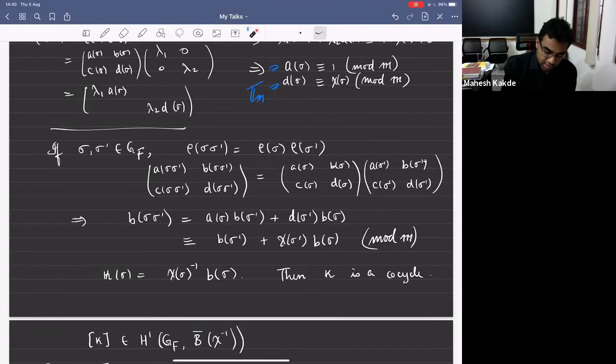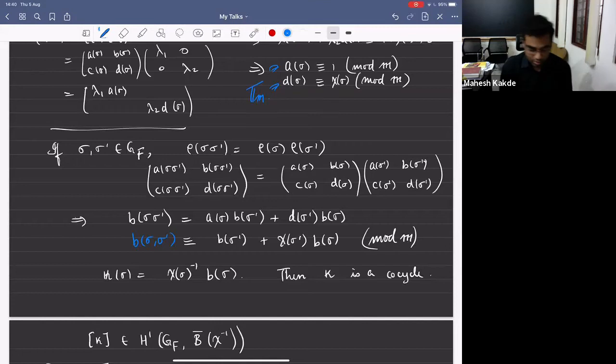So what is this? B of sigma sigma prime is A of sigma times B of sigma prime plus D of sigma prime times B of sigma. Now, if I look at it modulo m, I know that A of sigma is 1 mod m, and I know that D of sigma prime is chi of sigma prime mod m. So what I get is B of sigma sigma prime is B of sigma prime plus chi of sigma prime times B of sigma. So this looks like a co-cycle relation.